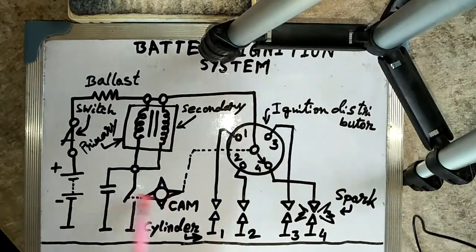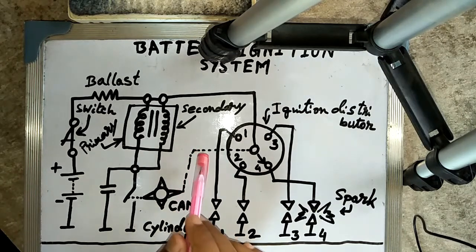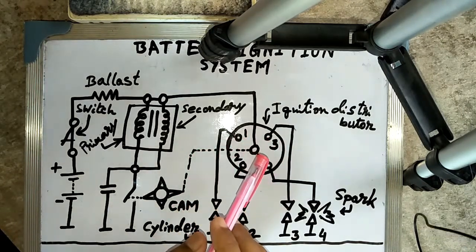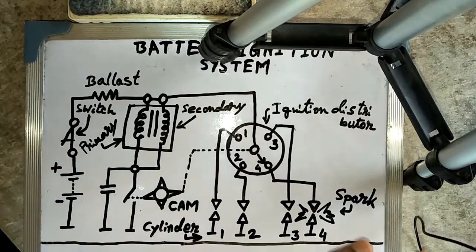The contact breaker is connected with the cam, and this line is connected with the ignition distributor. When the ignition switch is closed, the primary winding of the coil is connected to the positive terminal post of the storage battery. If the primary circuit is closed through the breaker contact, a current flows, which is called the primary current.